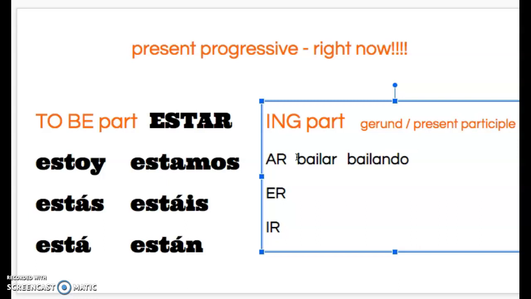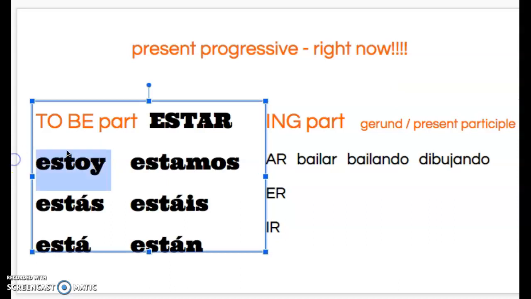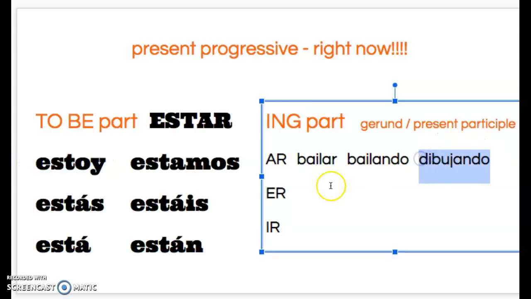Let's use another AR verb. Let's use to draw, dibujar. You take off the AR, and you add ando. That's it, dibujando. Yo estoy dibujando. I am drawing.